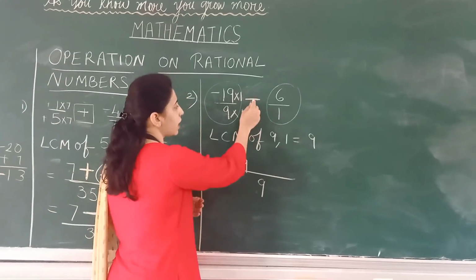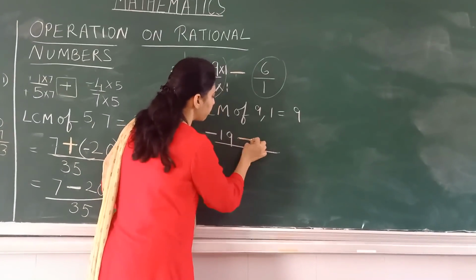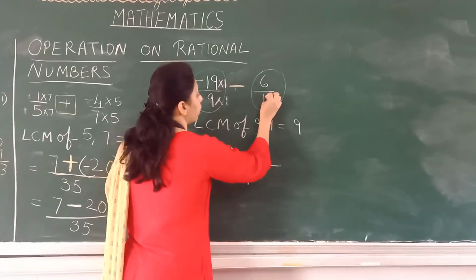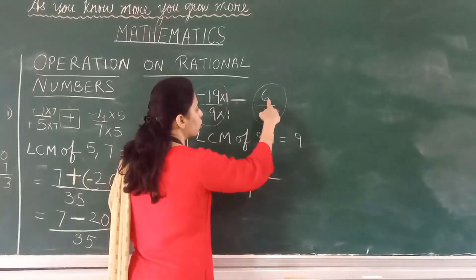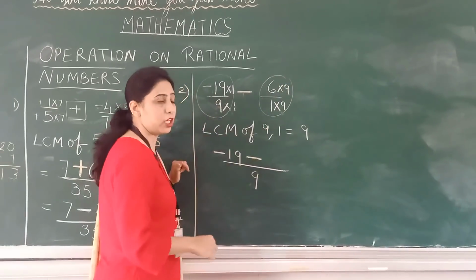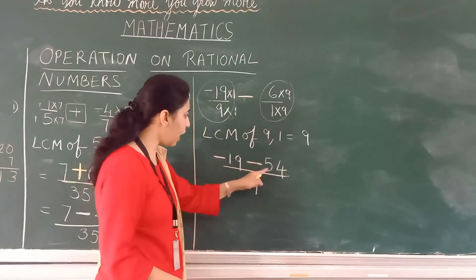Now, what is your main sign? We are doing subtraction here. So your main sign is minus. Now, when 9 comes in the 1 table, that is 1 nines are 9. We have already got the denominator. So when you multiply in the denominator, you have to multiply in the numerator also. So 6 nines are 54.